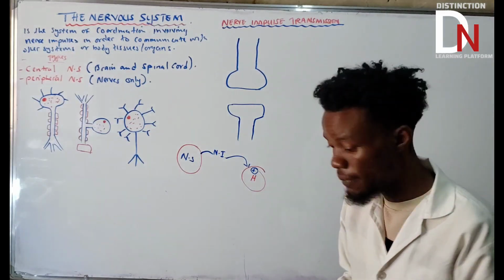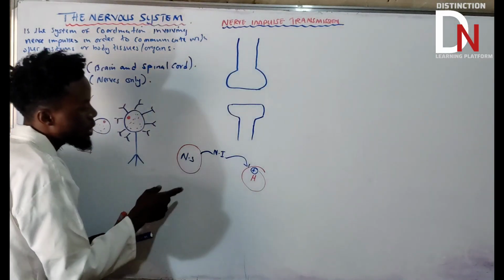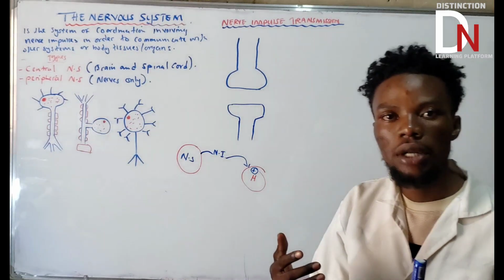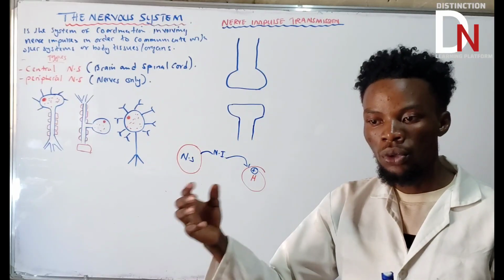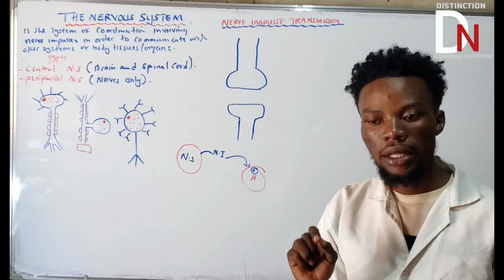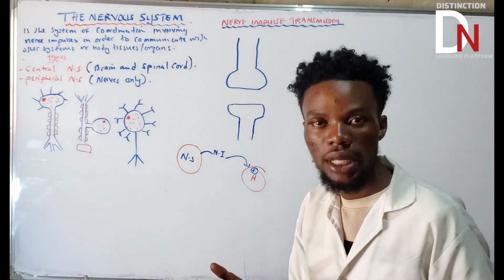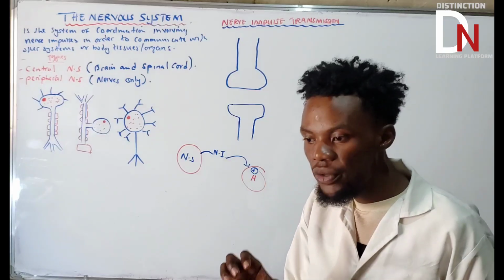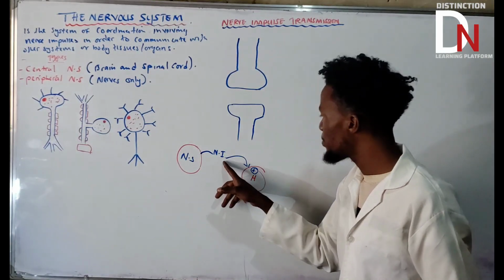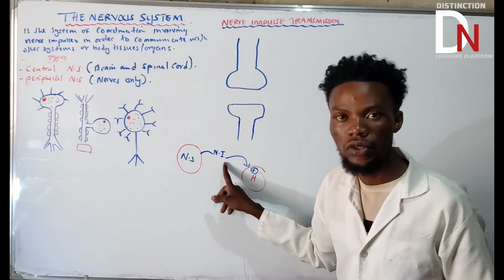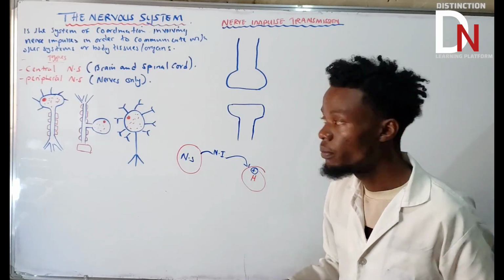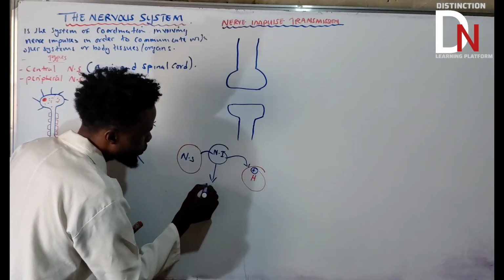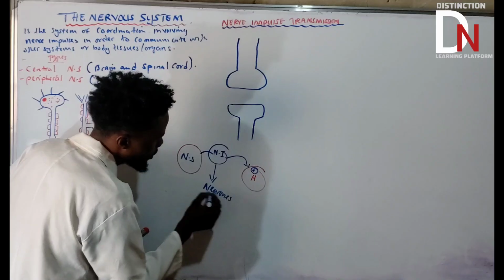Yes, they use something. Let me give you an example. If I want to send someone to go buy something from the shop, either that person walks on foot, or they board something, maybe a car or a bus. So they use something in order to travel. Also nerve impulses are going to use something in order to travel. What do they use? They use what we call neurons.